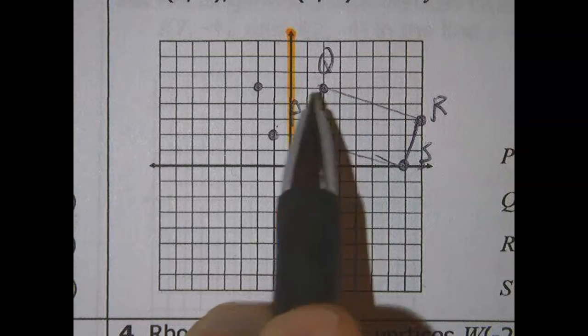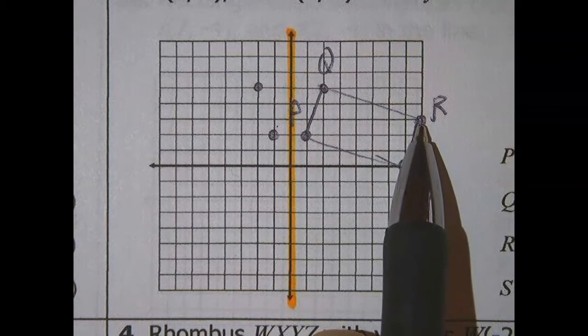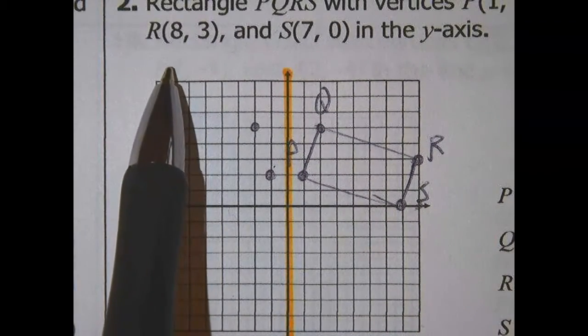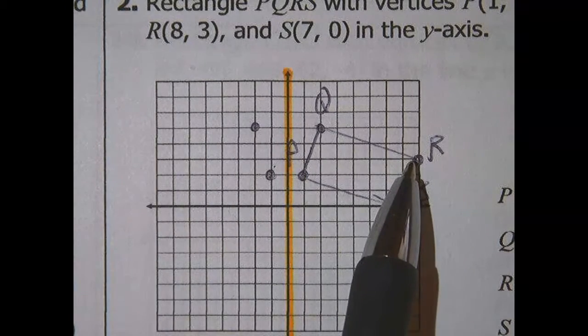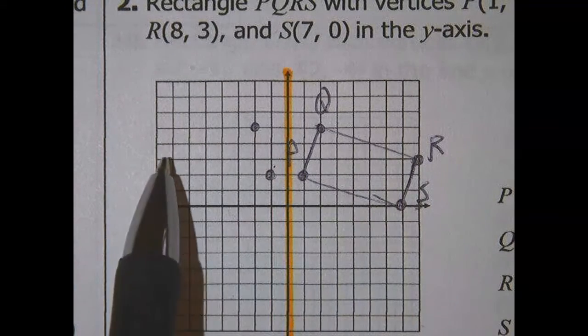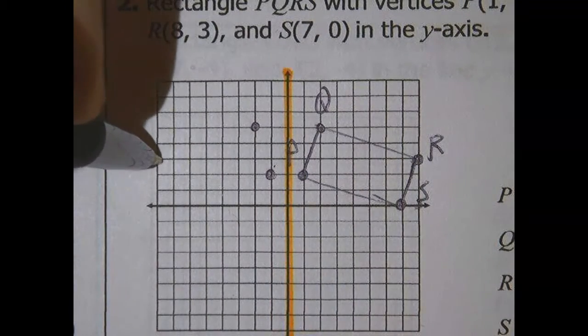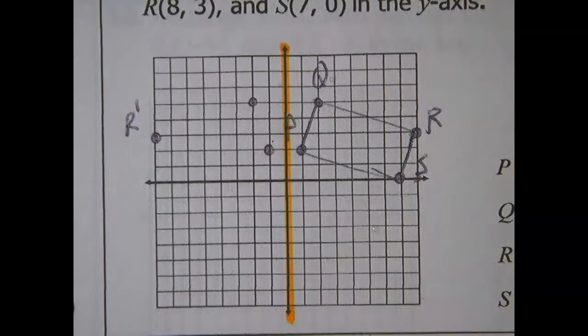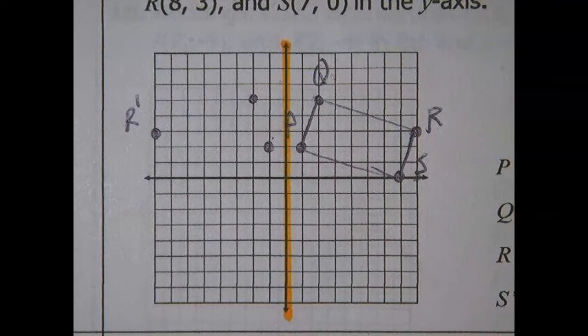I'm always staying on the same horizontal line here. Now R, again, I'm going to look up here, and I know that R was at 8, 3. So that means this reflection is going to stay at 3, but it's going to go to negative 8. And they make it easy. All of these grids are going to be 8 by 8 grids. So we know without having to count, this is going to be R prime. Let's see if this works out when we're done, and hopefully we're going to get something that looks like a rectangle.